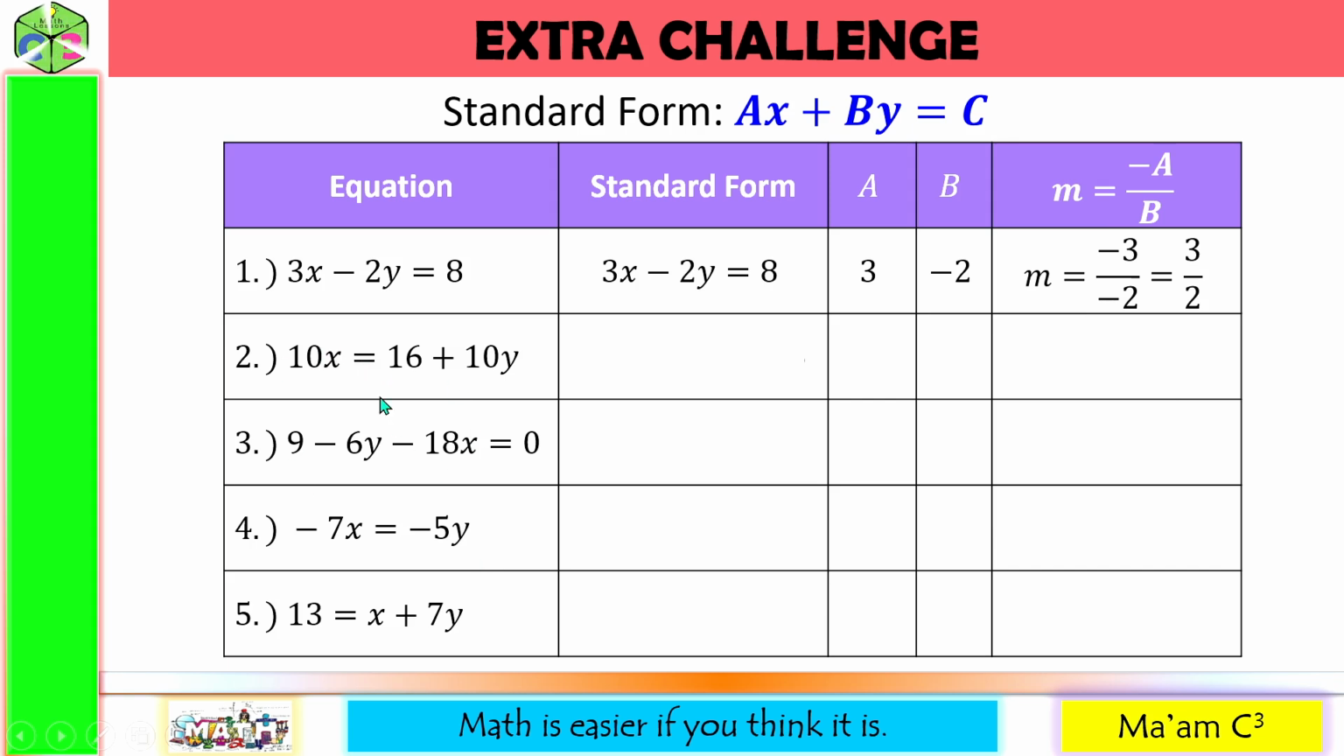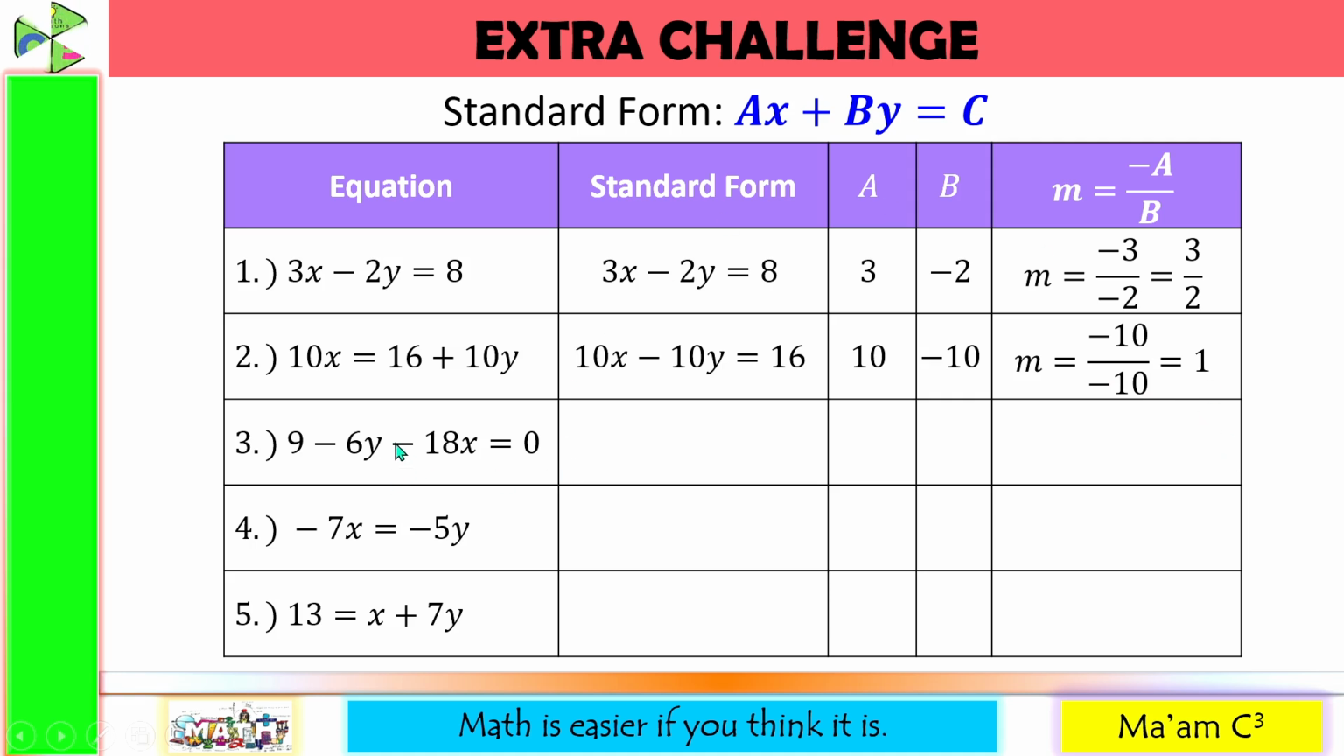Number 2, our x is already positive, so let us just move 10y on this side. It will become minus 10y equals 16. Our a is positive 10. Our b is negative 10. For the slope, we have negative of 10 over negative of 10. Negative divided by negative is positive, and 10 over 10 is 1. So we have slope is equal to 1, or 1 over 1 if you want.